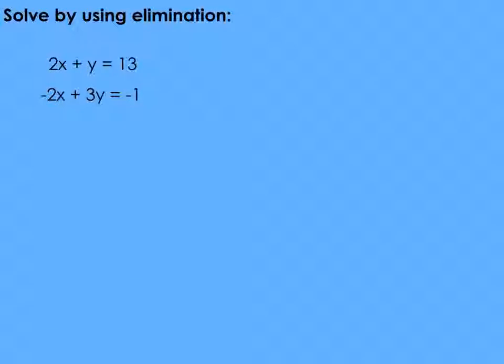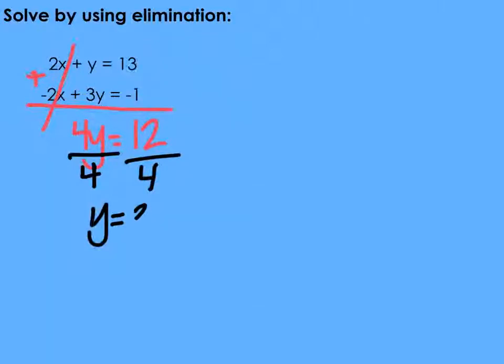Again, we're going to solve using elimination. If I look at my y's, they don't match up, but my x's do. I have positive and negative, which means I need to add to eliminate. Those will cancel. y plus 3y is 4y, and 13 plus negative 1 is 12. If I solve this, I have to divide both sides by 4, and I get y is equal to 3.